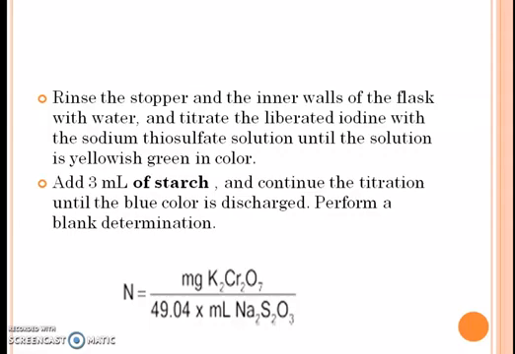Then we have to add starch as the indicator and we have to continue titration until the blue color is discharged. Also a blank titration, that is without the sample, has to be performed. Normality can be calculated from the given formula.